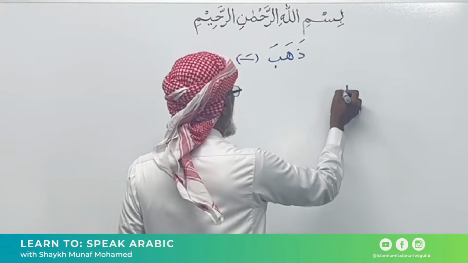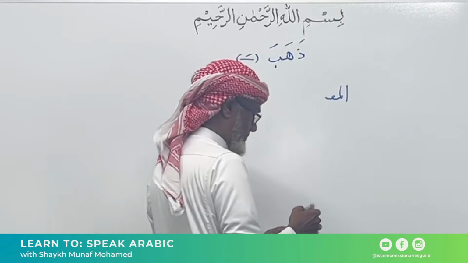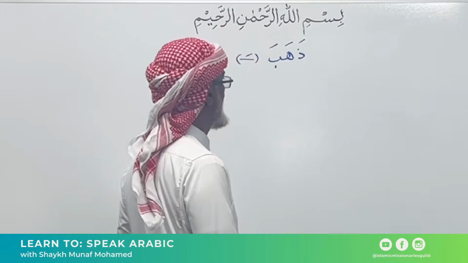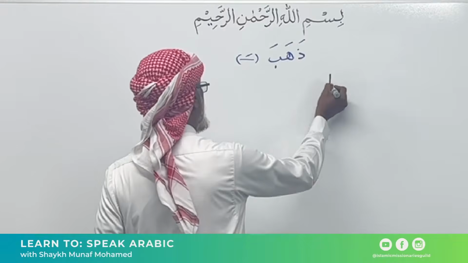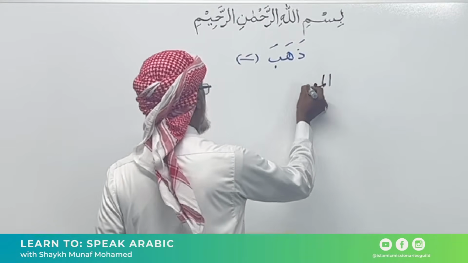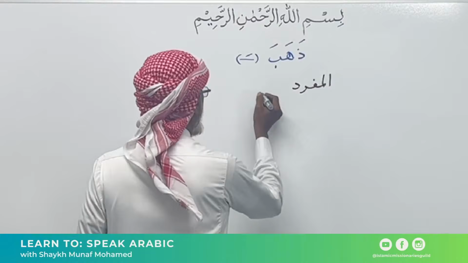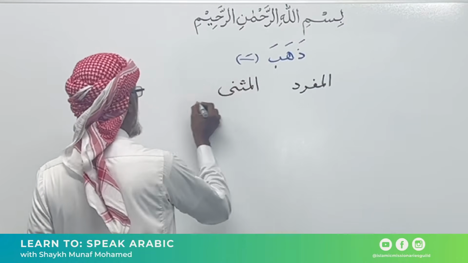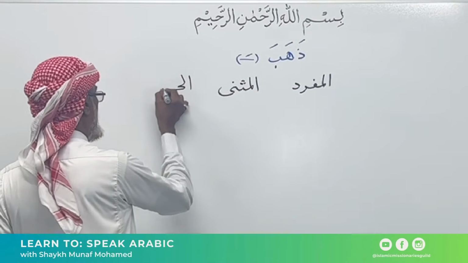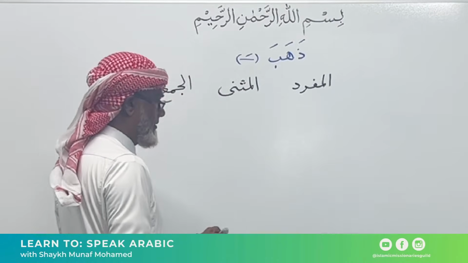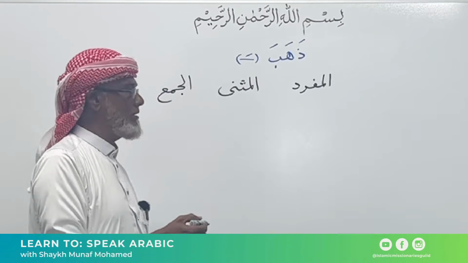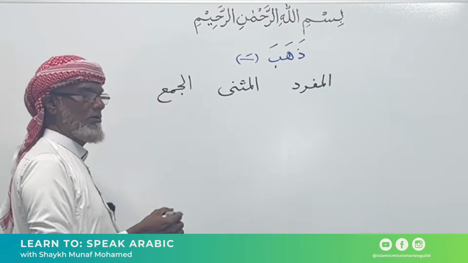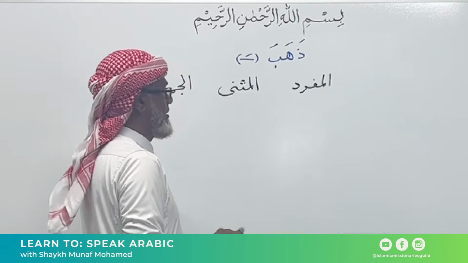So we have, let me write this in a different color, that's like the heading: al-mufrad, al-muthanna, and al-jam'. Al-mufrad means the singular, al-muthanna the dual, and al-jam' the plural.